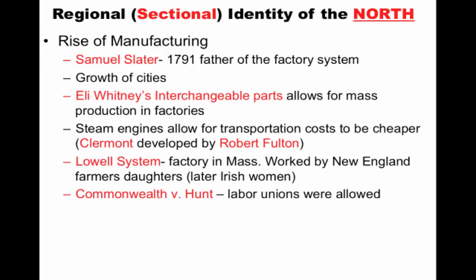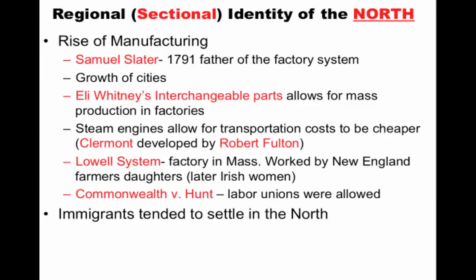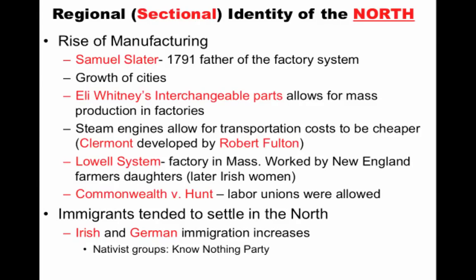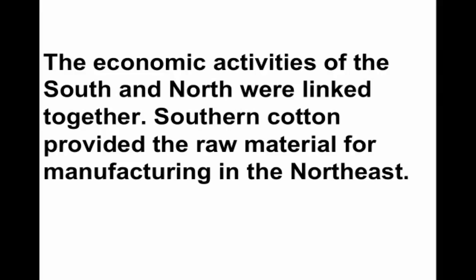You have the court case Commonwealth versus Hunt, where the state Supreme Court rules that labor unions are allowed. And as a result of these opportunities in the factory system, immigrants are coming into the U.S., the Irish, the Germans, the English, and every other group that was coming, and they tended to settle in the North or in the Midwest farm regions. And you get these immigrants coming in, and of course with that you see the rise of nativist groups such as the Know Nothing Party, who is anti-immigrant, especially anti-Irish immigrant.